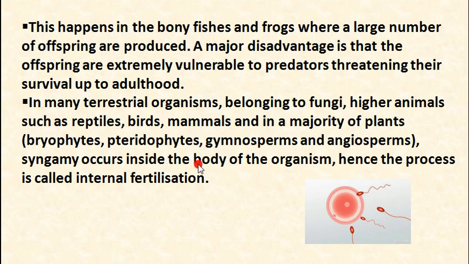So syngamy occurs inside the body. Here the important thing is syngamy occurs inside the body. So this process is called internal fertilization. Here you can see the picture, the female gamete and the male gamete will fuse, okay, in the human body. So in the organism's body. So here we can say internal fertilization. Human is also an example.